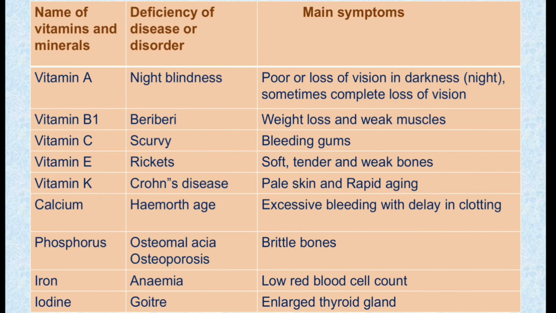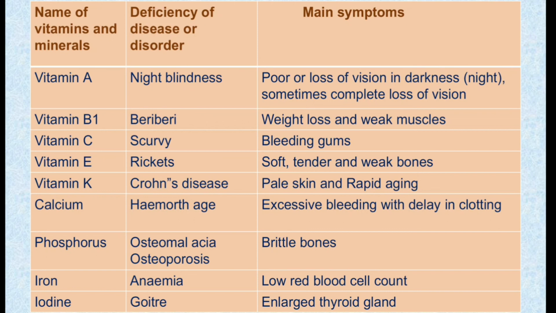If we do not take a good intake of calcium, as you know, it is a mineral, it may lead to the hemorrhage disease, and the symptoms will be excessive bleeding with delay in clotting. Means the clotting process will be slow in our body if we do not take a good intake of calcium. Talk about phosphorus. It may lead to osteomalacia, osteoporosis, which is a disease, and the symptoms will be brittle bone. Means the bone will become soft, and the bone will break very easily if we get a jerk.